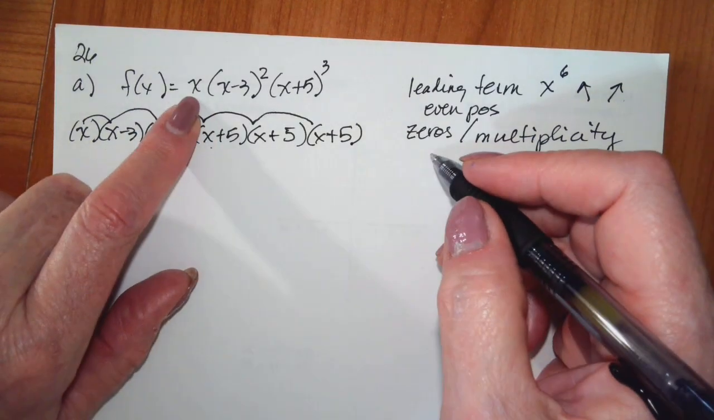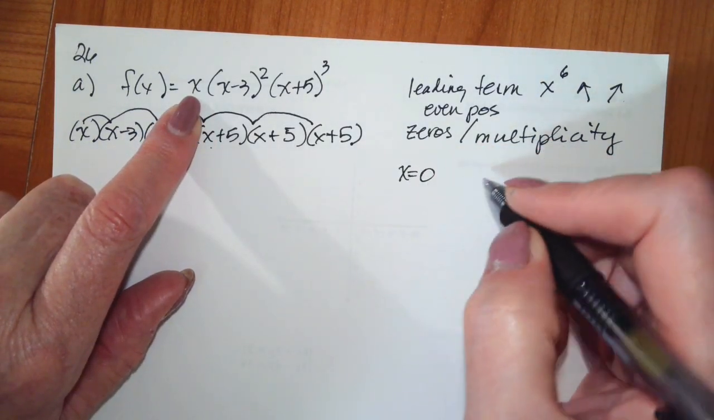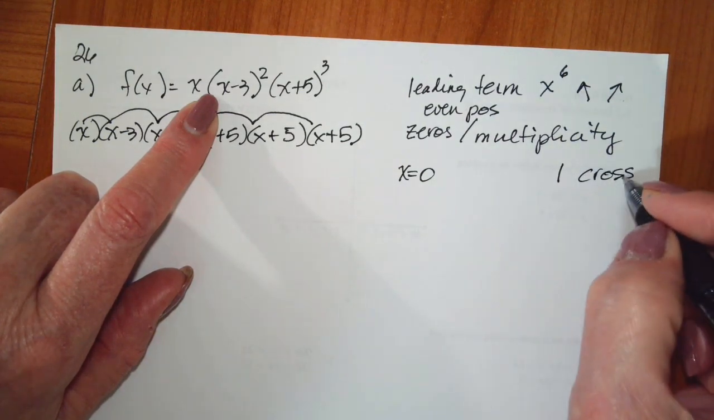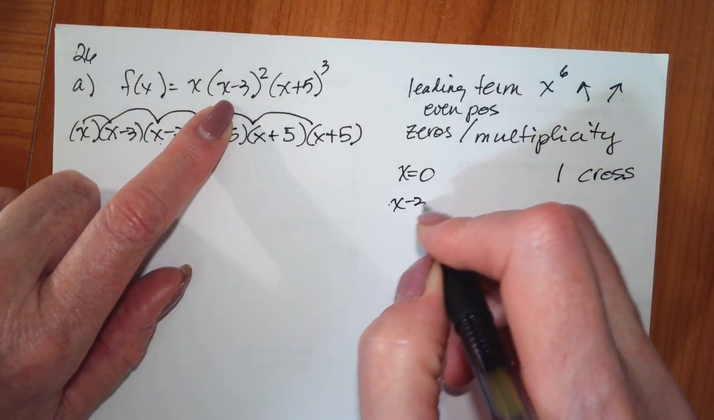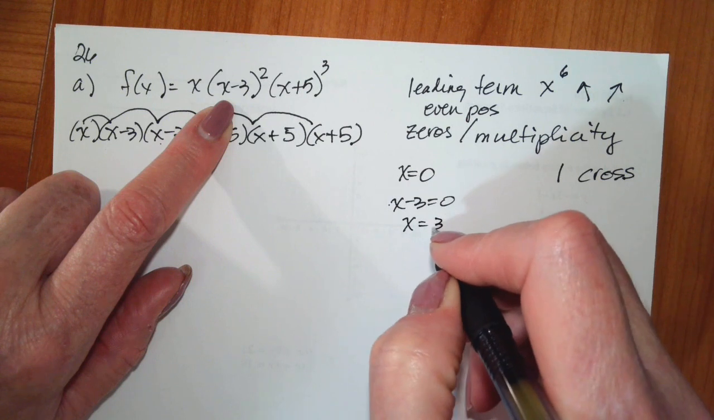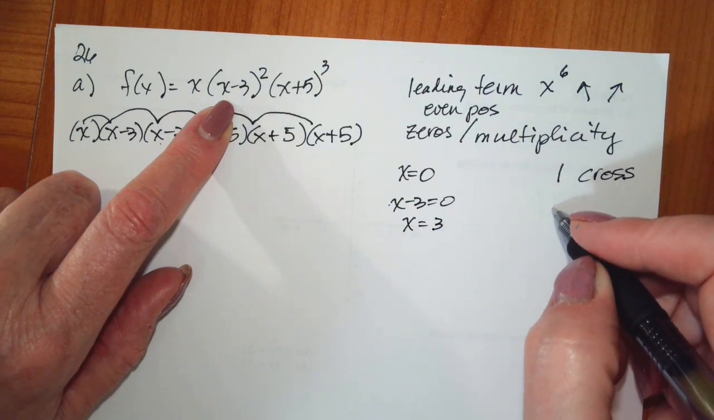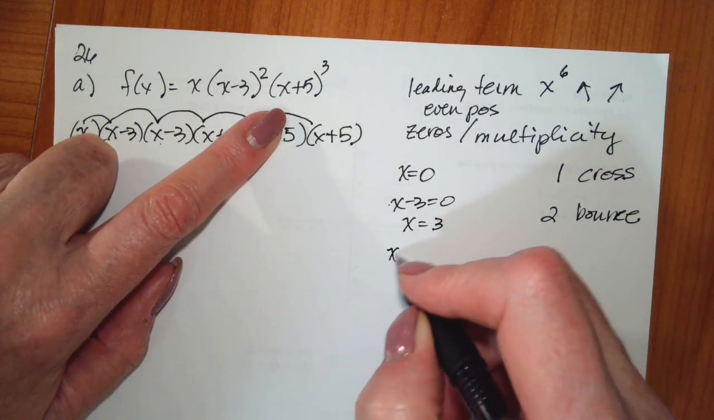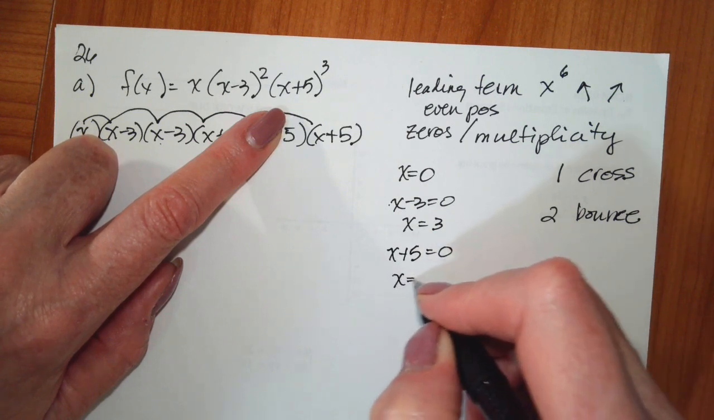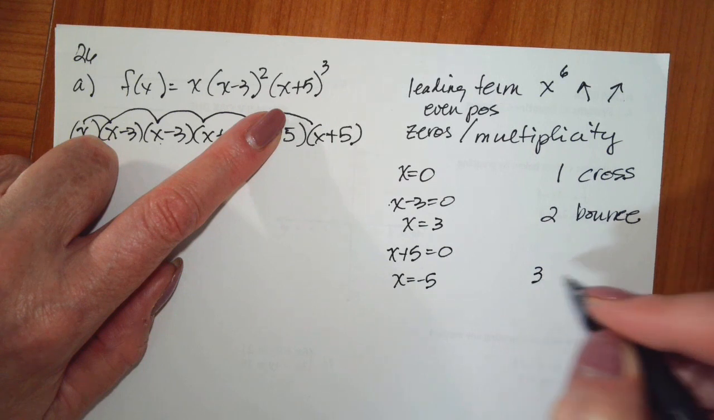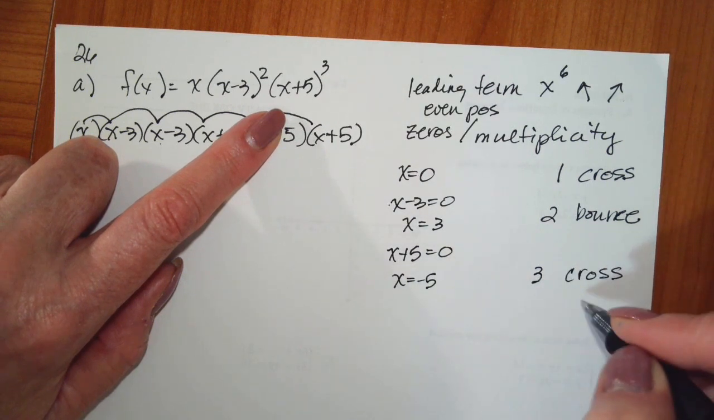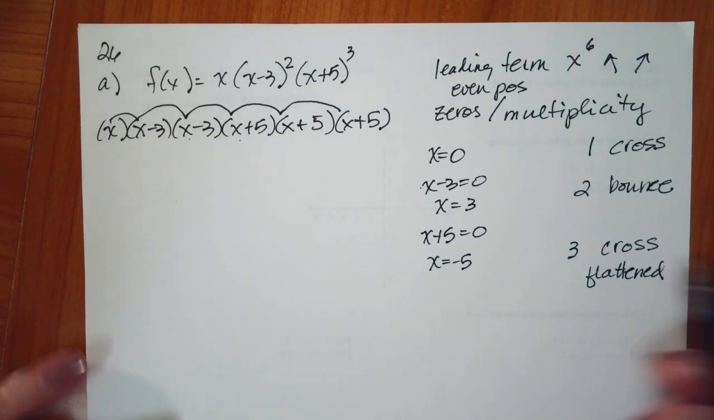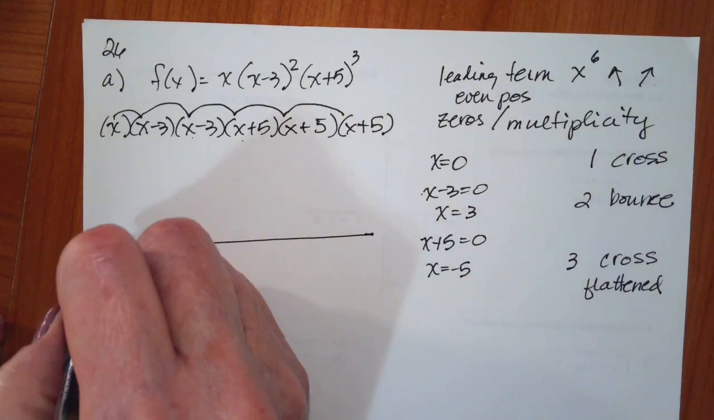Okay, so let's find my zeros. Well, here x equals 0, and the multiplicity is 1. So that means it's going to cross. Here, if x minus 3 is 0, that tells me that x is 3. It has a multiplicity of 2, so it's going to bounce. And if x plus 5 is equal to 0, x is negative 5. It has a multiplicity of 3, so it's going to cross, but it's going to be flattened. We didn't talk a whole lot about that, so don't worry if you don't flatten it out if you are asked a question like this.